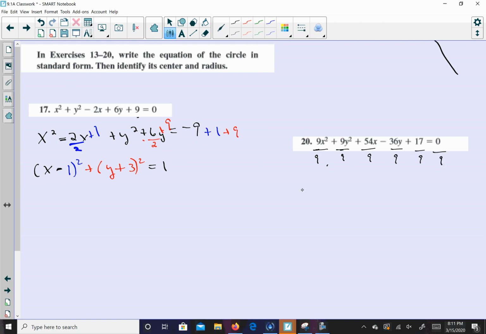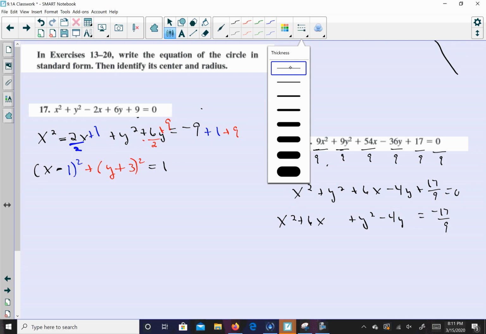It doesn't really matter. So here I'm going to have x squared plus y squared plus 6x minus 4y plus 17 over 9 is equal to 0. Now I'm doing the same thing that I did over here. I'm going to put my x's together, put my y's together, and put that 17/9 over to the other side by subtracting it from both sides. Going to complete the square like I did on the other one.